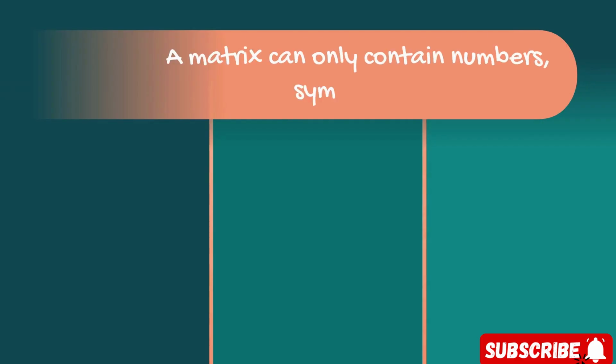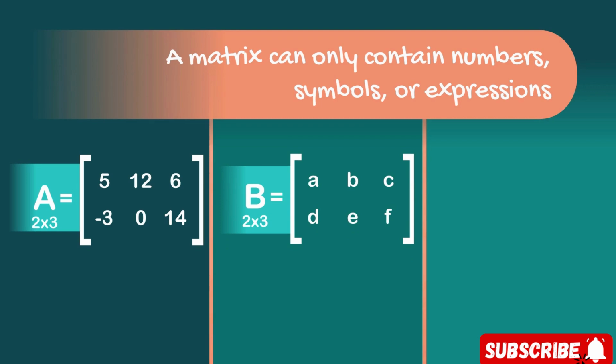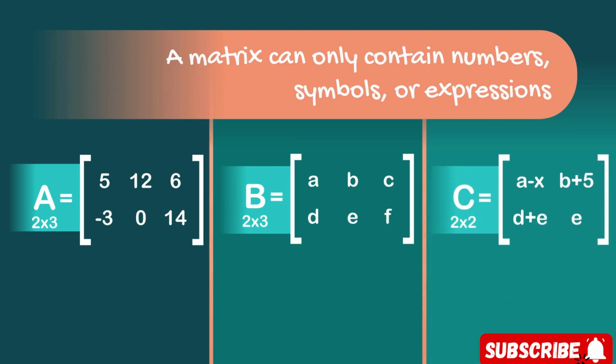Okay. A matrix can only contain numbers, symbols, or expressions, with the idea that the latter 2 are nothing more than a generalized representation of numbers. For instance, the collection of these 6 symbols, a, b, c, d, e, f, shows a different 2 by 3 matrix, say B. Here's another one, C. C has 4 elements and is a 2 by 2 matrix. Its elements, however, are not values, but expressions.